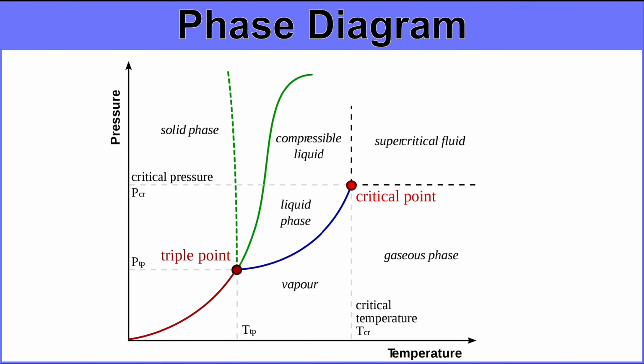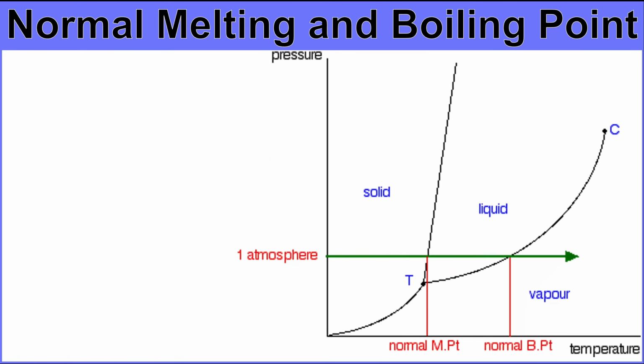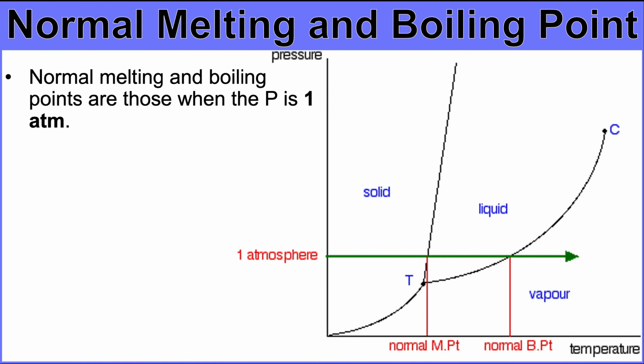Now, this summarizes the phase diagram that we have studied. So here is the triple point, the critical point, and the lines. Okay? Now, what is this broken line? Before we talk about this line, let's recall the normal melting and boiling point. The normal melting and boiling points are those when the pressure is at 1 atmosphere. So what you have to do is just draw a straight line extending from the 1 atmosphere mark.